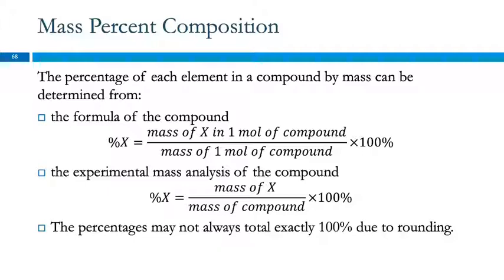For experimental data, you might have actual masses. You've got a mass of the element, and you have the mass of the compound that it came from, and so then you just plug those into the equation, the mass of the element divided by the mass of the compound. The percentages of each element should add up to 100, but sometimes due to rounding and measurement errors, it doesn't quite work out, and so if the difference is in the last significant figure, then we're not going to worry about it.